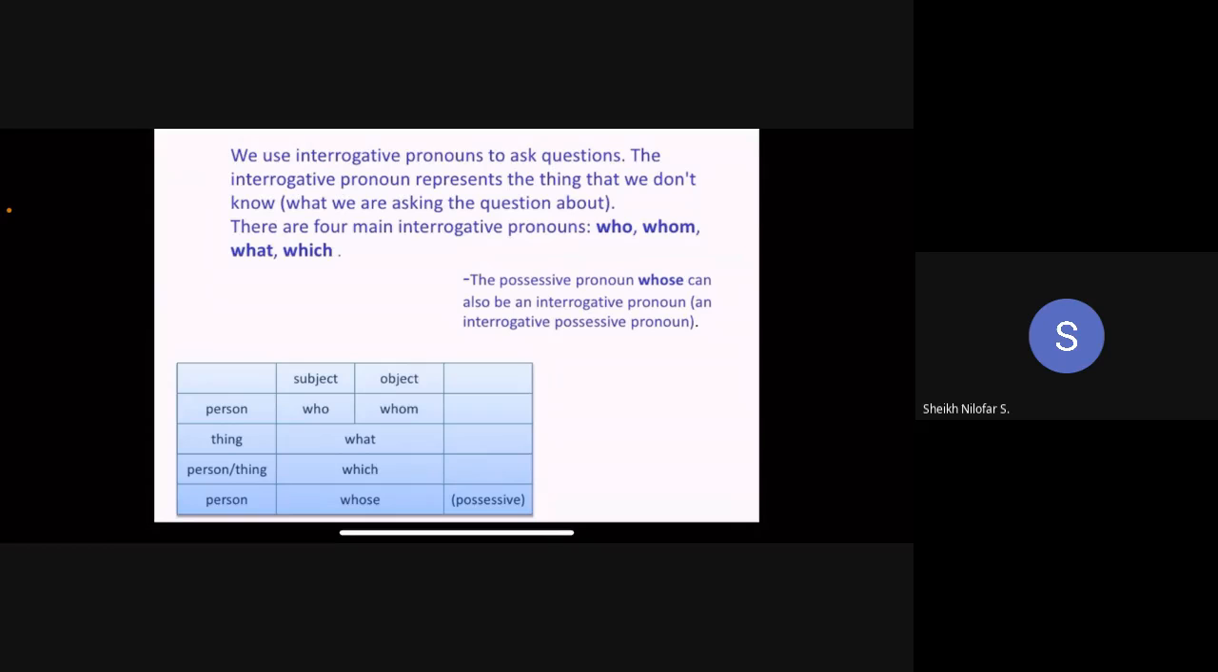Interrogative and interrogative possessive pronoun. Subject, object: person, who, whom; thing, what; person, thing, which; person, whose. So ये these are all क्या है? These are interrogative pronouns: who, whom, what, which, question words. Okay, sir. But if you are talking about any person, then you will use who or whom. If you are talking about a thing, then you will use what. And for person and thing, again you can use who. Then for person you can use whose also. These are interrogative pronouns, which are used for asking questions.